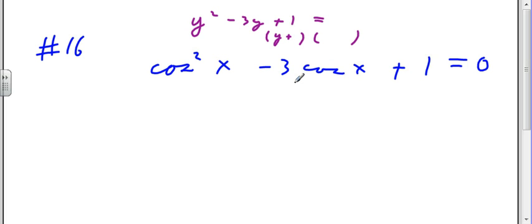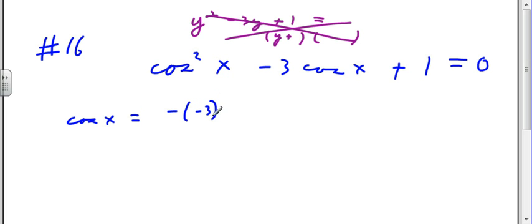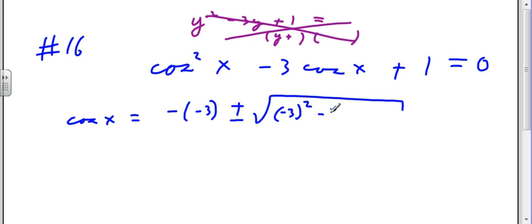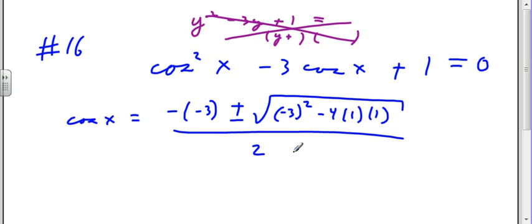Why can't I factor that? I can't factor it. Bummer. That means I have to use quadratic formula. Okay, so I'm going to use quadratic formula and say cosine x is equal to minus a, minus 3, plus or minus the square root of minus 3 squared minus 4 times a times c, divided by 2a. I think so. Cosine x is going to equal 3 plus or minus the square root of 9 minus 4, over 2.